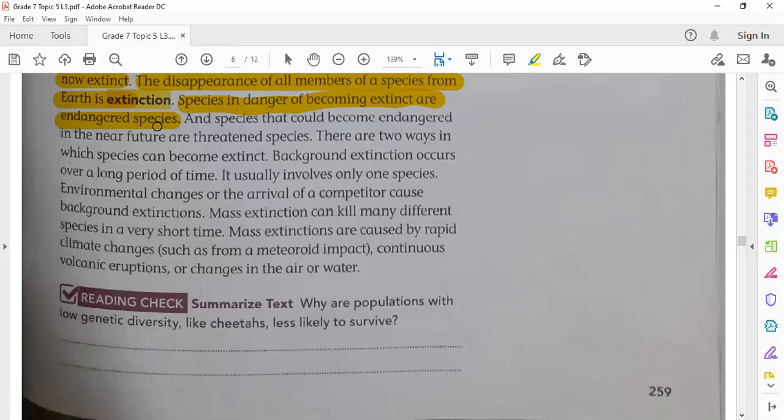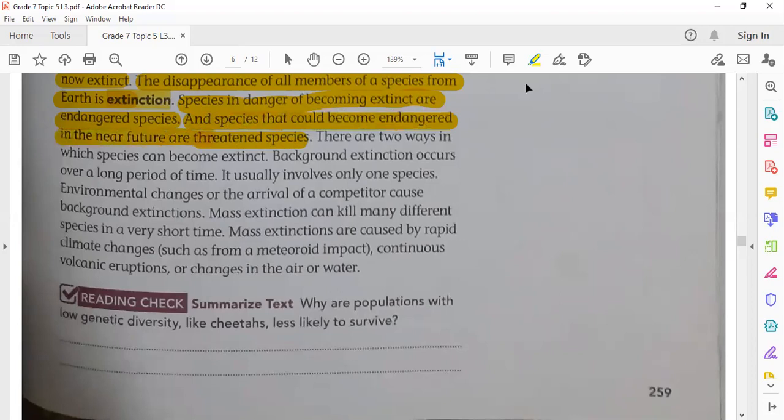And the species that could become endangered in the near future are threatened species. So you have to distinguish between the three types of species: extinct species, endangered species, and threatened species. Endangered species are those in danger of becoming extinct. Again, yes, again.